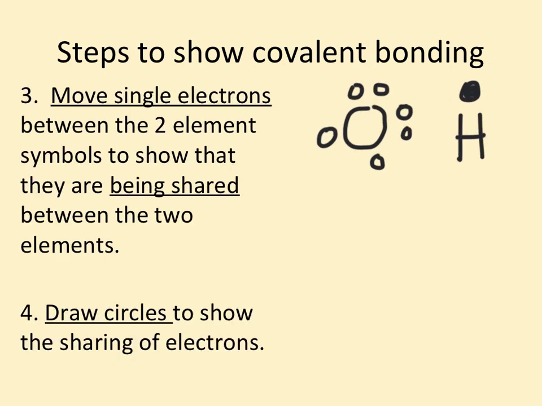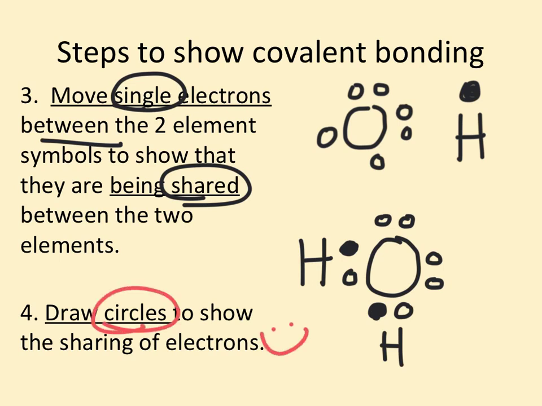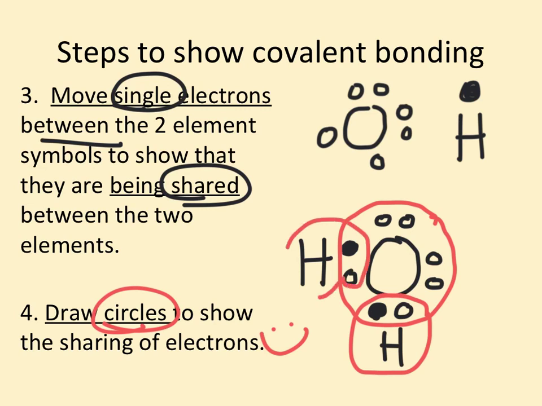I now need to redraw so I can move the single electrons between the elements and show that they're being shared. So I like to start with the biggest one, which in this case is oxygen. Starting here, I can place one H here, giving it a shared electron, and I can also place one here, as those two were empty in the hydrogen outer shell. Now that they are being shared, I can circle, showing that everybody has what they need. The oxygen here has all 8, whereas the hydrogen is small and only is in need of 2.